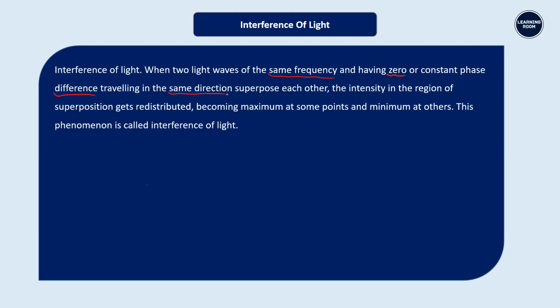When two light waves of the same frequency and having zero or constant phase difference, these kind of waves which follow this pattern are said to be coherent in nature. Make a note of it. So what do you mean by coherence, guys? When do we say two light waves are coherent? When they have the same frequency and zero or constant phase difference. That kind of a scenario exists. We call them as coherent in nature.